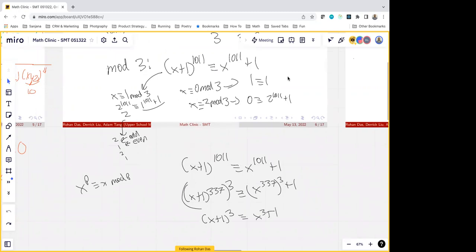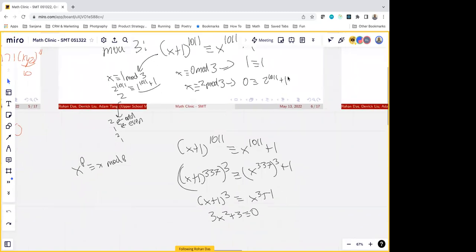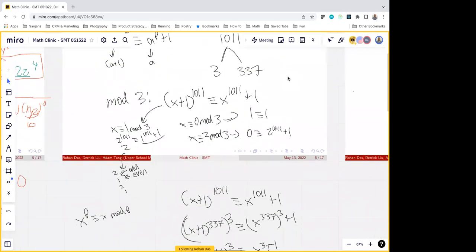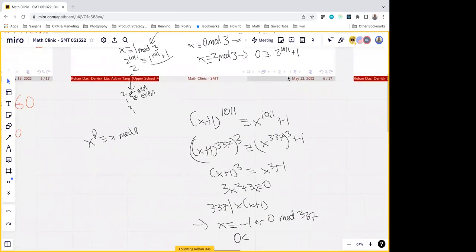And expanding the left-hand side with the binomial theorem, we get 3x squared plus 3x is congruent to 0. So 3x squared plus 3x, so x times (x plus 1), is a multiple of 337. So then we have that x is either -1 or 0 mod 337. And the problem tells us that 0 is less than x and x is less than 1011.